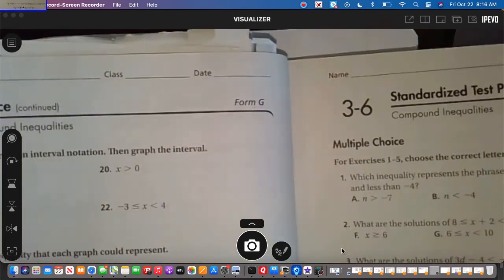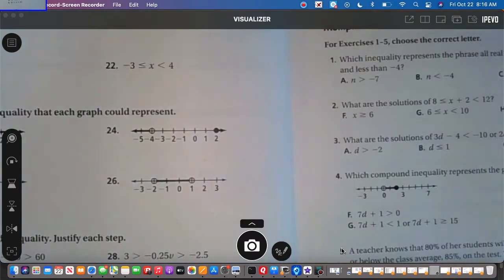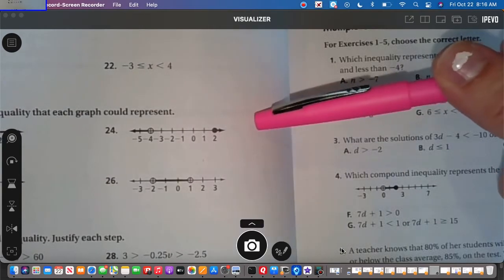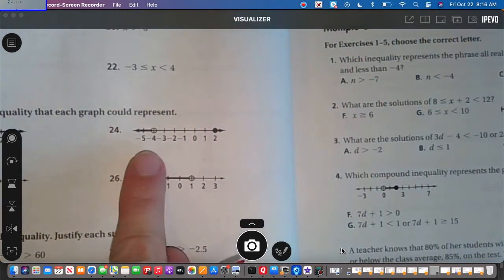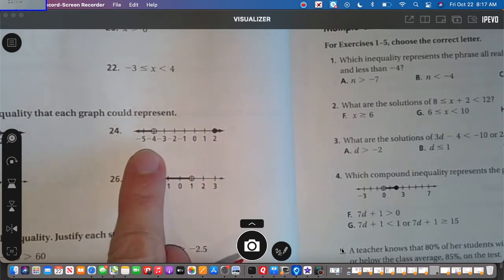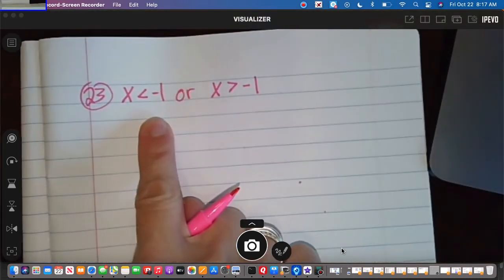24. I'm just going to show you all the picture. So it looks like I'm going two separate ways. Is that going to be an and or an or? Or. This is an or. So I'm going to use the word or. Now let's look at the first one. Read that to me. What does it say? X is less than -4. Let me write that down. What did you get for number 23? This is 23 right here.